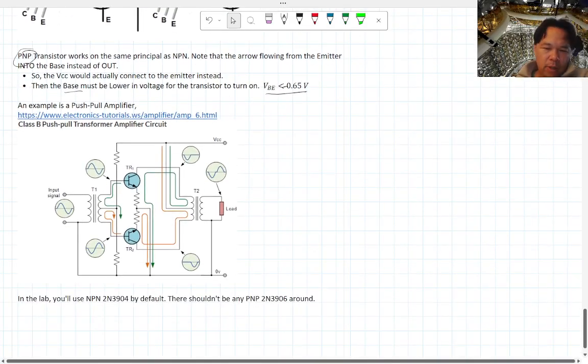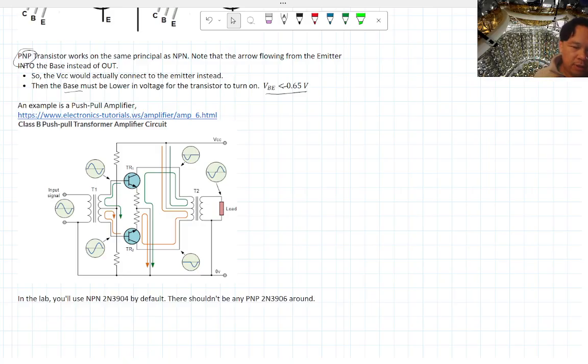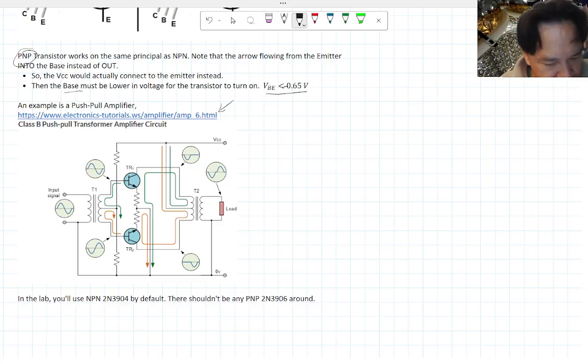So one example I want to show you guys, this is not in the book, of course, is this push-pull amplifier. You're going to see this in a lot of other textbooks. I found this drawing off the electronics tutorials website. They're not the best at explaining how their circuits work, but I want you guys to get the gist of how this works. So in this case, you have an NPN transistor on top and a PNP on the bottom.